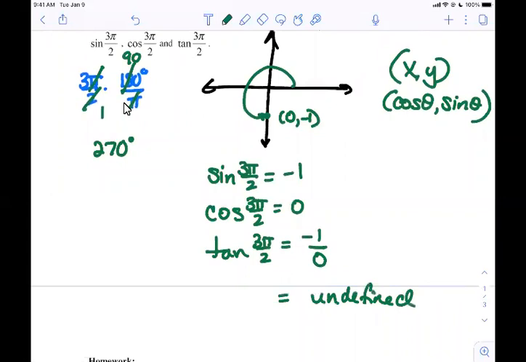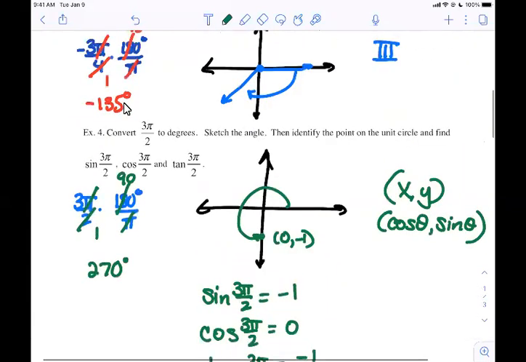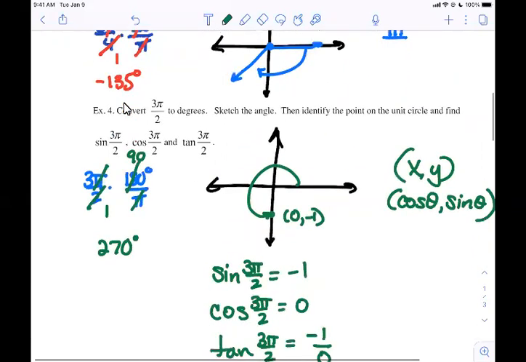All right, so big idea today is we converted radians to degrees. We can sketch them, and then we can do sine, cosine, and tangent if they're on the x or y axis using our unit circle. All right, any questions?